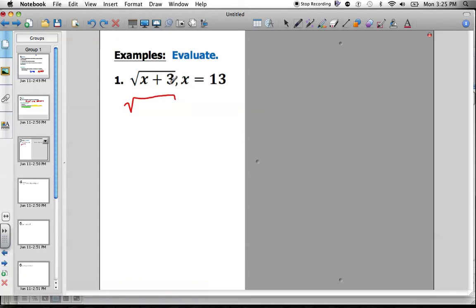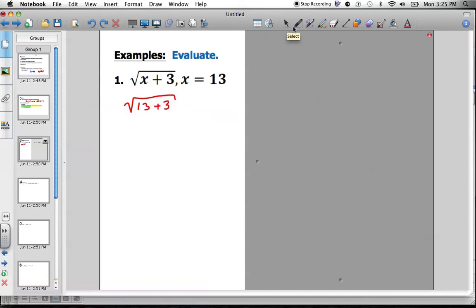The first thing that I want to do here is get rid of my variable. So I'm going to replace or substitute whatever values we have for the variable. In this case, the variable x is 13. So instead of writing the square root of x plus 3, I'm going to write the square root of 13 plus 3.